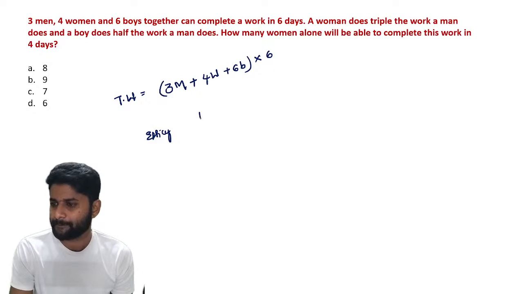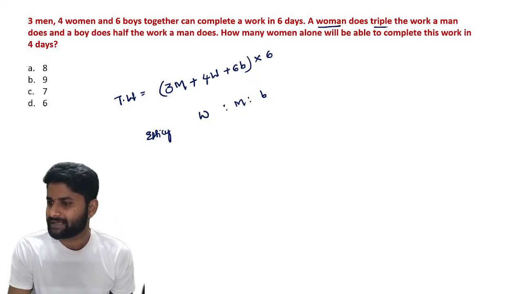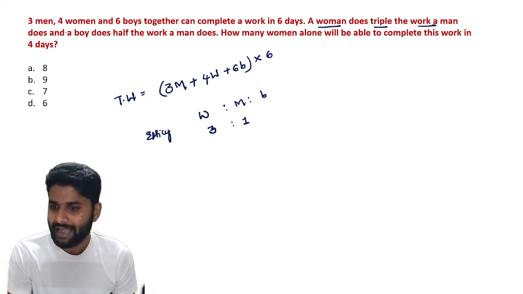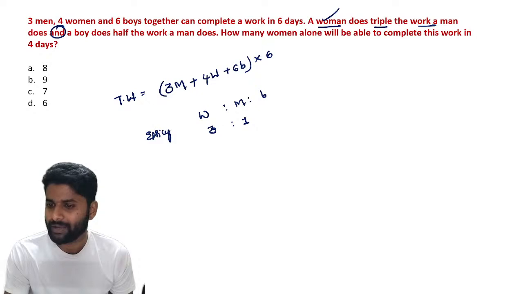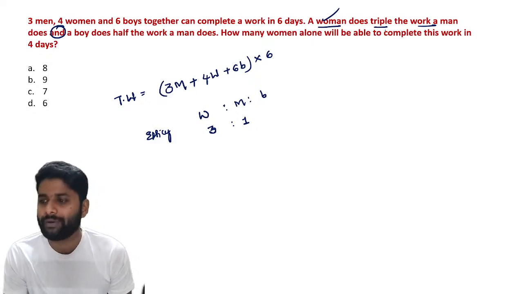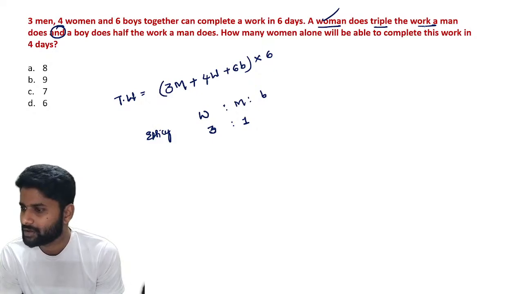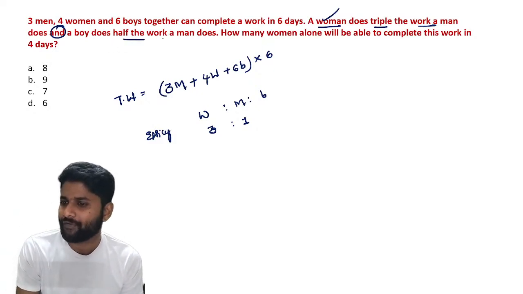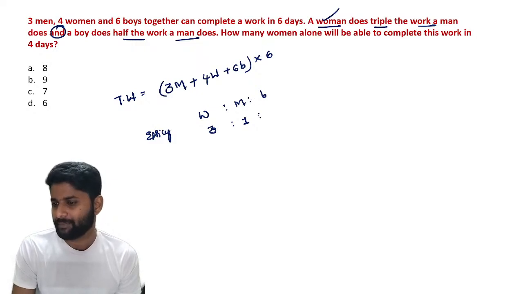They're given as efficiency: woman, man, boy. A woman does triple the work a man does. So let us take that: if man is 1, woman is 3 times. So here the ratio is 3 is to 1. And a boy does half of the work of a man. Guys, half of the man. See, if man takes one, boy takes exactly half of that work. It means here the respective ratio is 6 is to 2 is to 1.